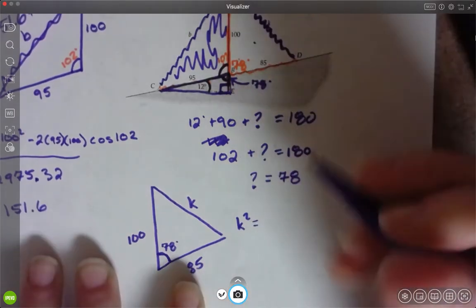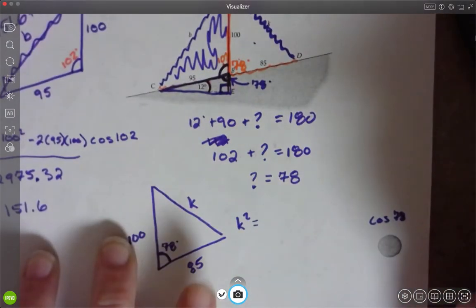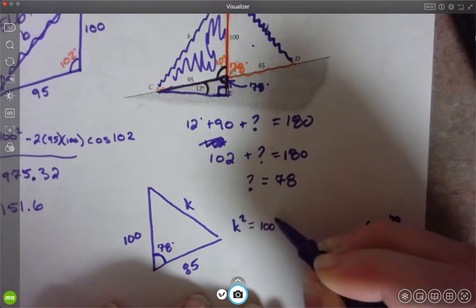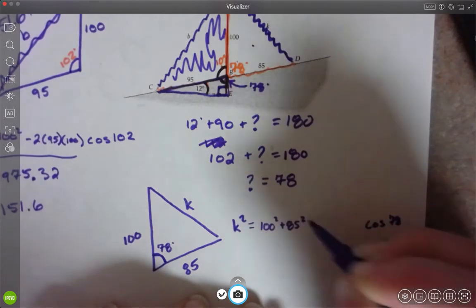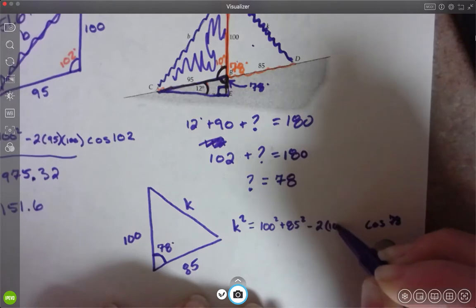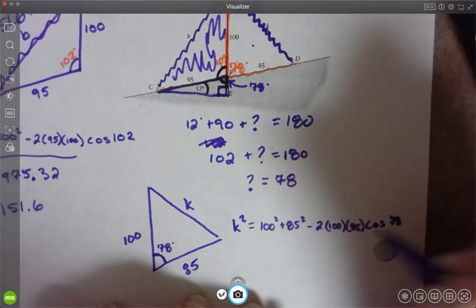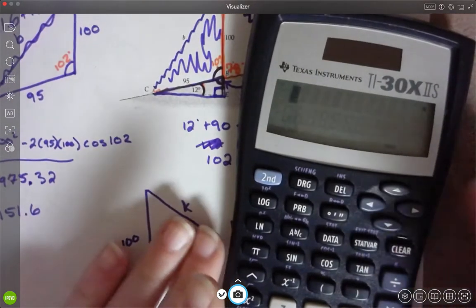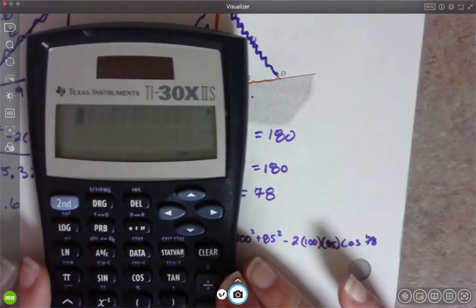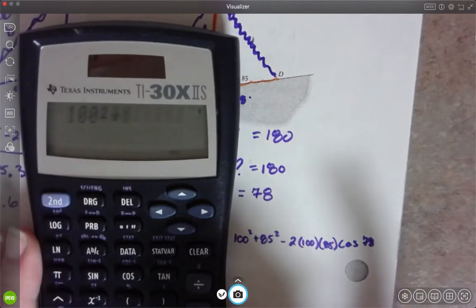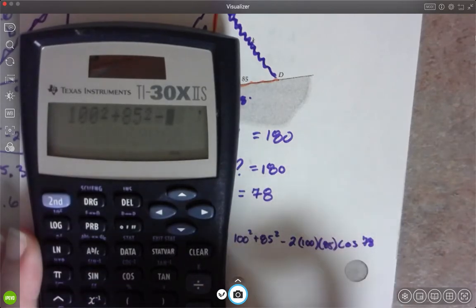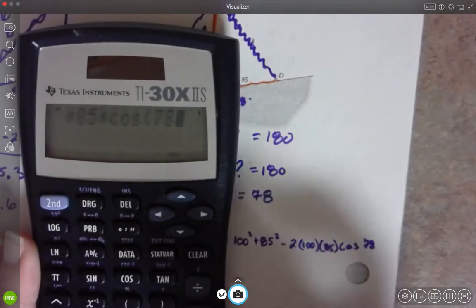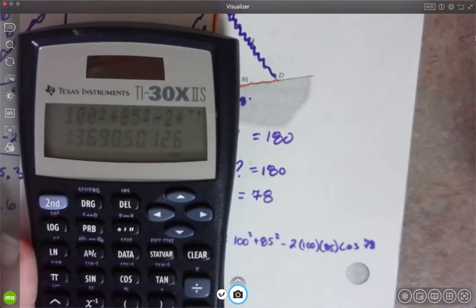It doesn't matter which one I put first, so I could do 100 squared plus 85 squared, or 85 squared plus 100 squared. Let's just go ahead and do 100 first. 100 squared plus 85 squared minus 2 times 100 times 85, and that's cosine of 78. Type it all in, see what we get. 100 squared plus 85 squared minus 2 times 100 times 85 times cosine 78. Still in degrees.